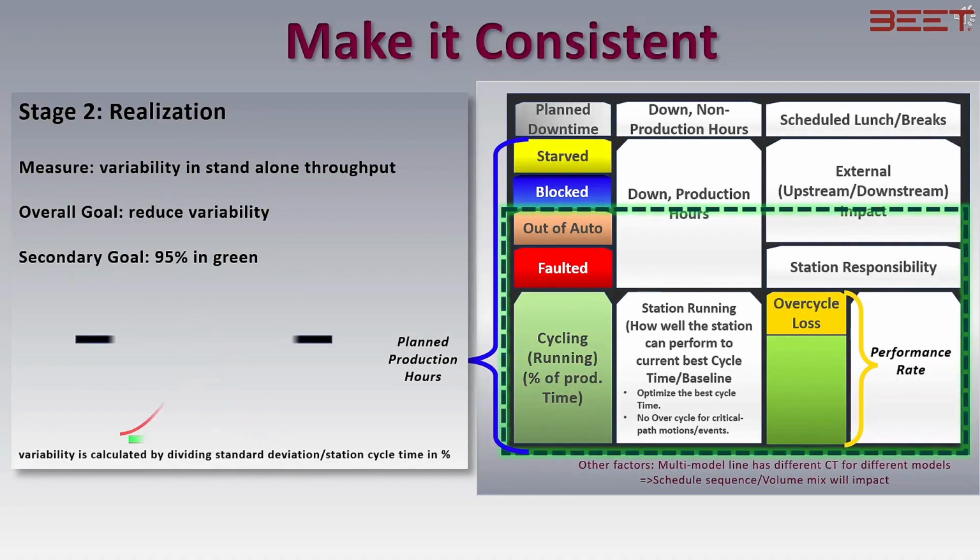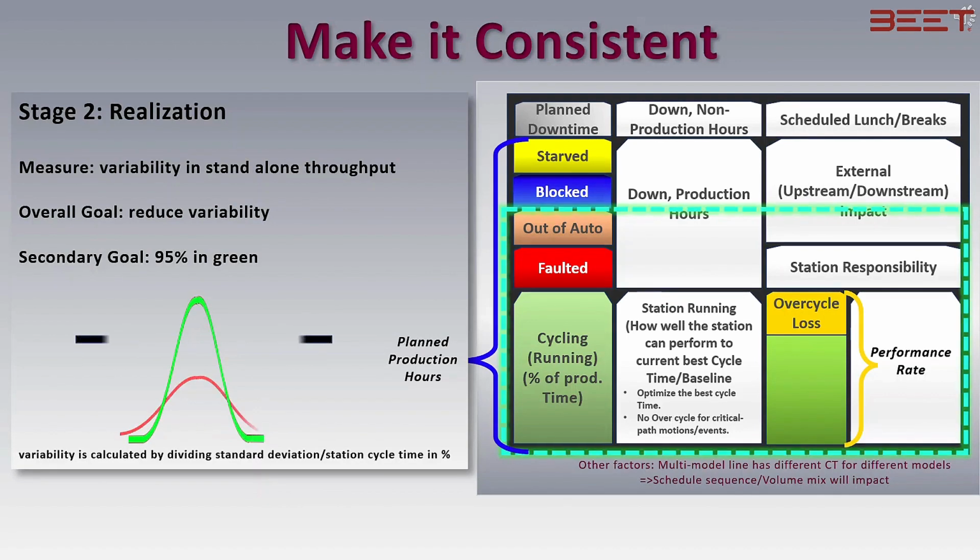After you get through stage 1 with the optimized cycle time, we can expand the focus to include out of auto and faulted time. We want to reduce the variability of the asset cycle time. This is illustrated by making the cycle time distribution taller and skinnier. Through stage 2, you might be able to improve the absolute standalone cycle time further. Now you will have a more consistent and optimized asset cycle time.